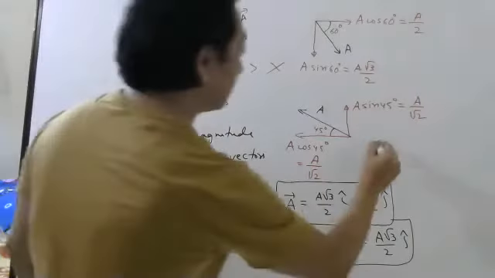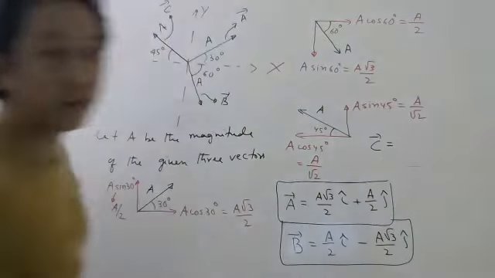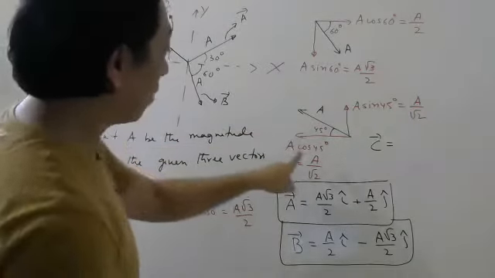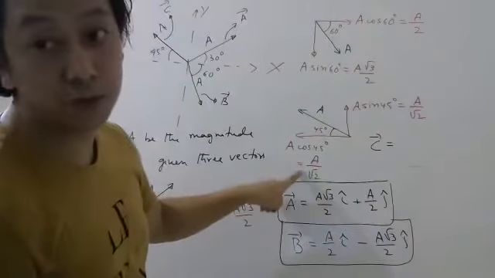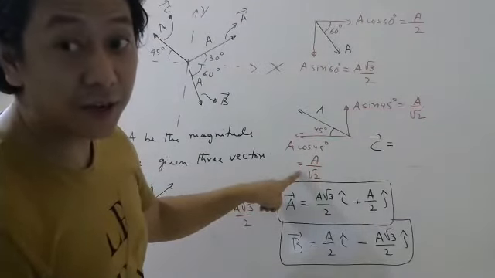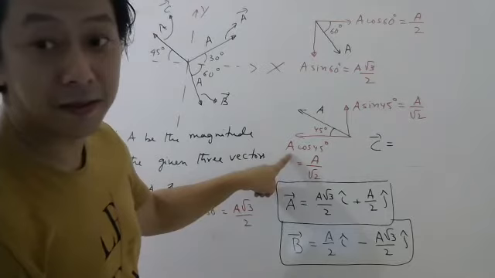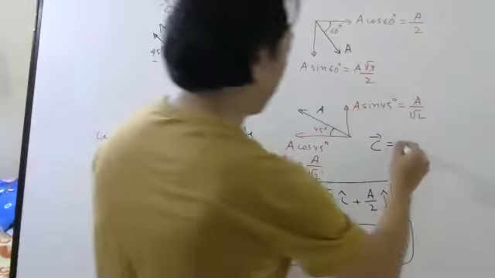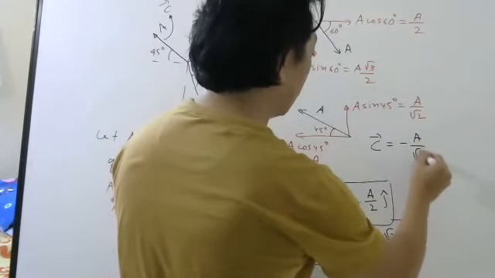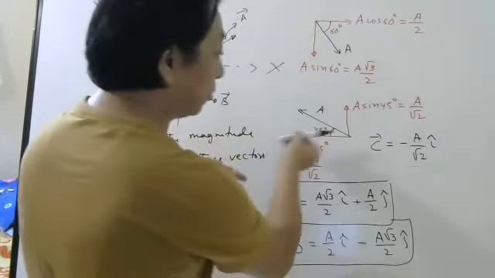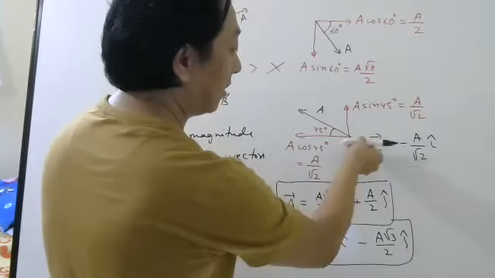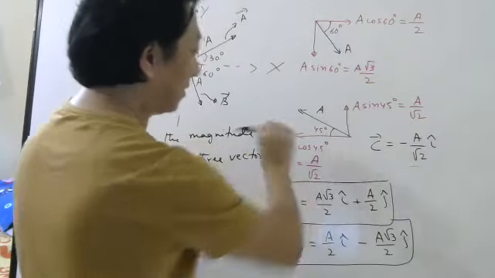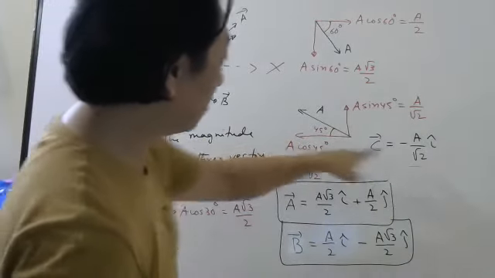For C bar, my third vector, I found the components already. What is the X component? A by root 2. Is it along the positive x-axis or negative x-axis? Negative. So you have to be very careful. Minus A by root 2 I cap, because we choose I cap along the positive x-axis. So minus I cap will be this side. For this vector, there must be minus I cap.